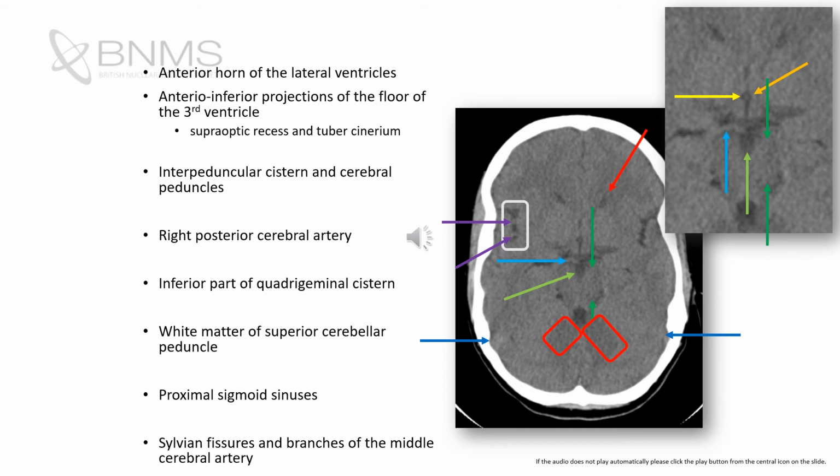We can see posterior to the cerebral peduncles the inferior part of the quadrigeminal plate cistern, and posterior to this we can see the two red oblongs showing both the right and the left superior cerebellar peduncle.